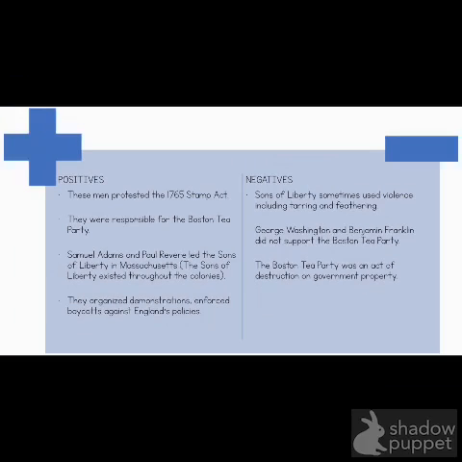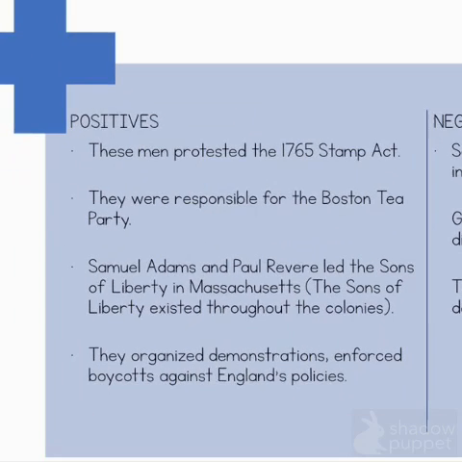Okay, so we're going to talk about some positives and negatives associated with the Sons of Liberty. First and foremost, the positives. These men protested the 1765 Stamp Act in addition to many other taxes that they thought were unfair. They were responsible for the Boston Tea Party. Samuel Adams and Paul Revere led the Sons of Liberty in Massachusetts. The Sons of Liberty existed throughout the colonies. They organized demonstrations, enforced boycotts, and protests against England's policies and unfair taxes.